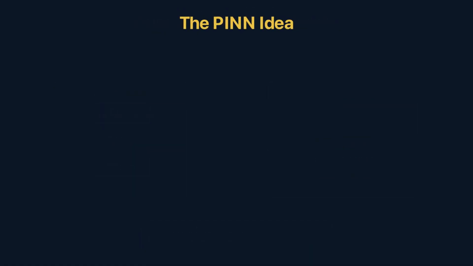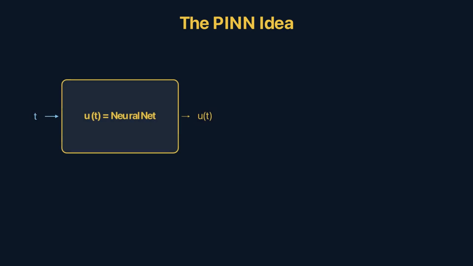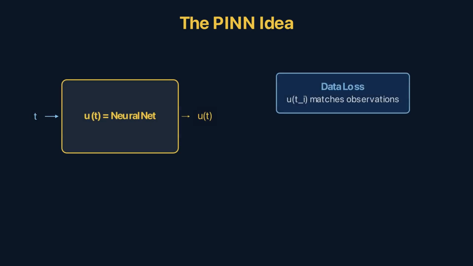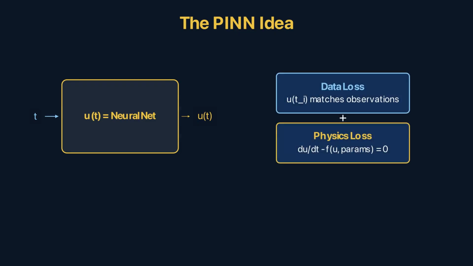A neural network u of t approximates the solution. The loss function has 2 terms. Data loss: at the measurement times t1 through tn, the network output should match the observed values. Mean squared error, just like standard regression.